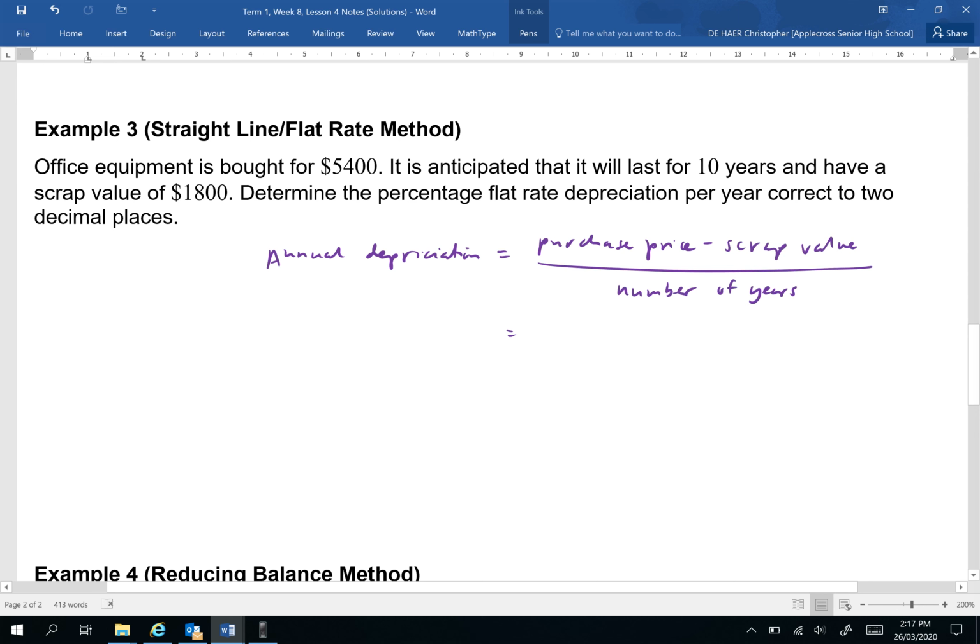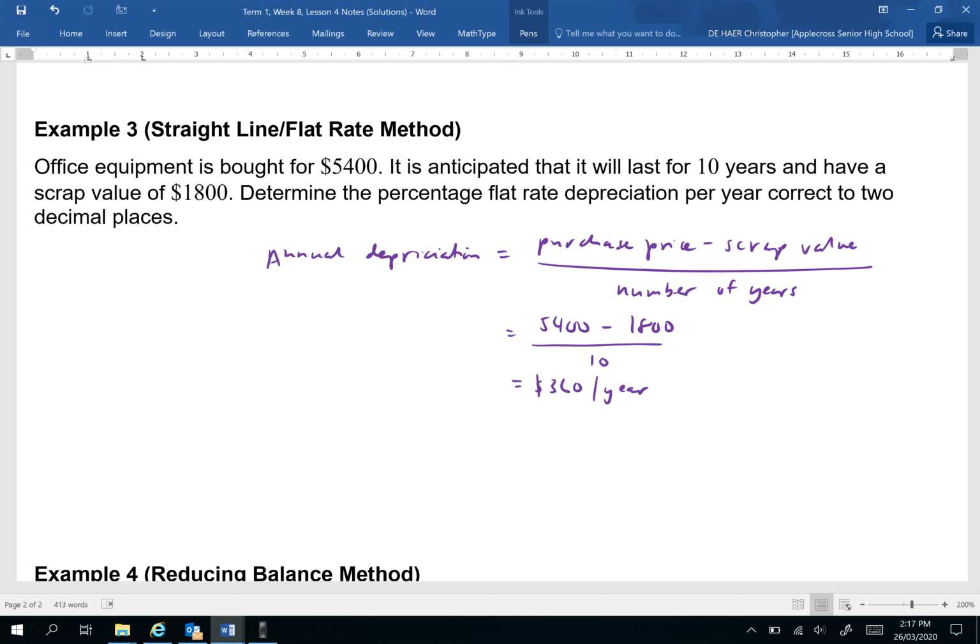So we're told that it's purchased for $5,400. The scrap value is going to be $1,800 and we're keeping it for 10 years. So that means that it's going to lose $360 per year. So that would be a flat rate model.